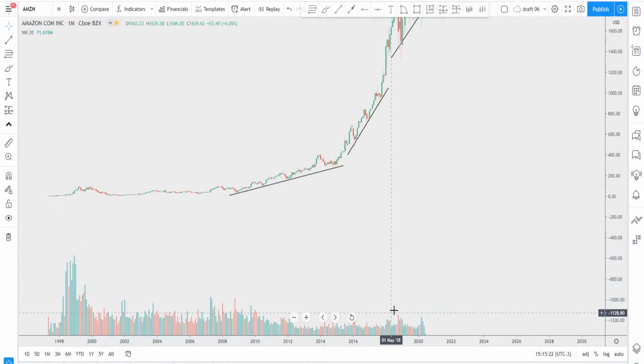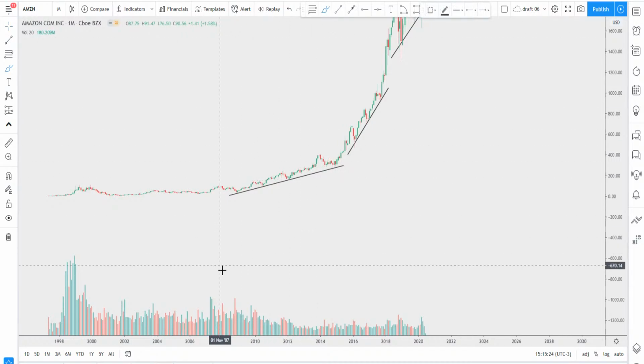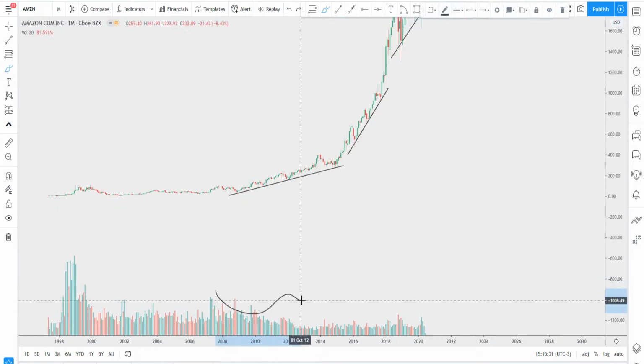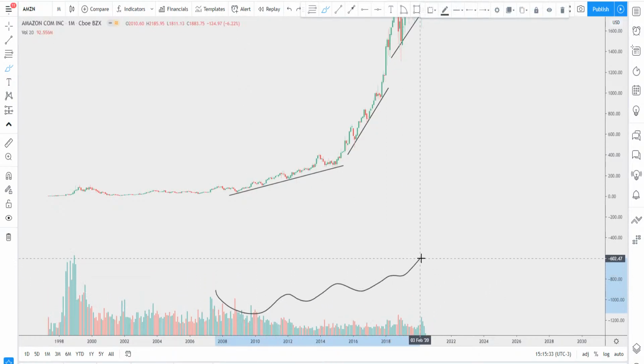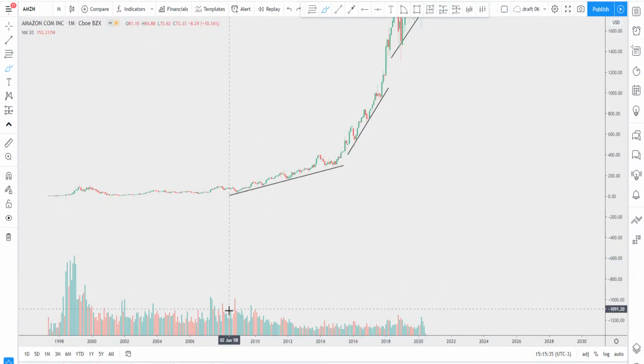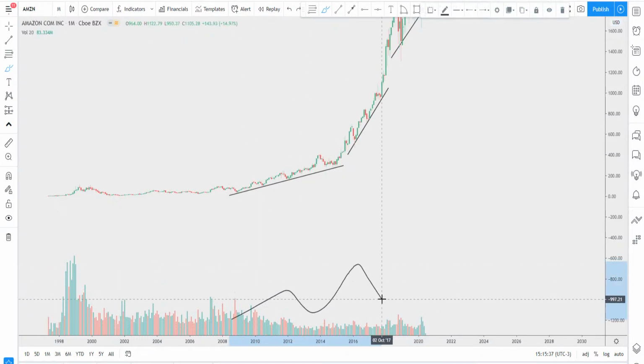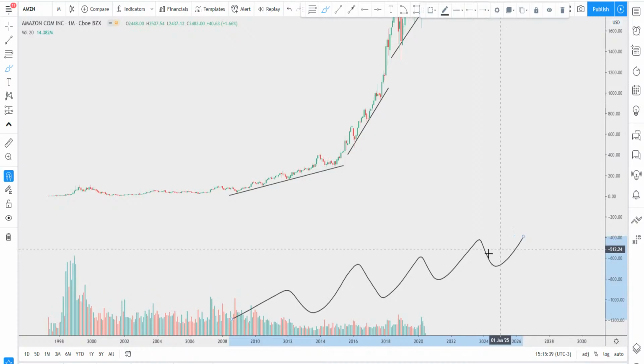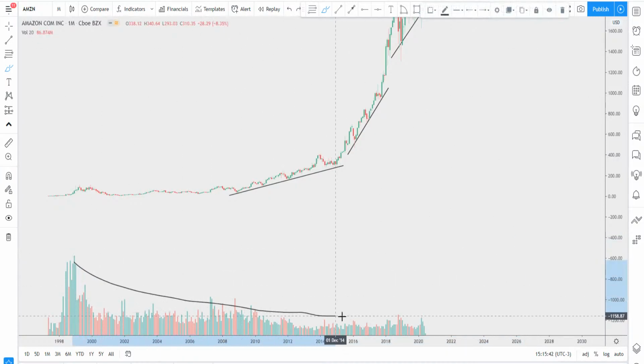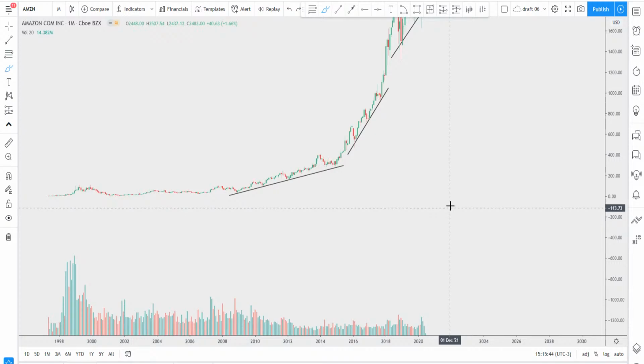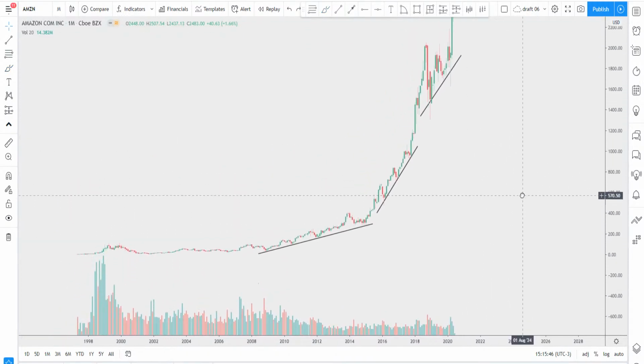In order to have a healthy bull run, we need increasing volume. So back from 2009, we should have something like this, increasing volume. It doesn't have to be raging volume all the time, but this is all the way bad. In my humble opinion, this is not going to end well.